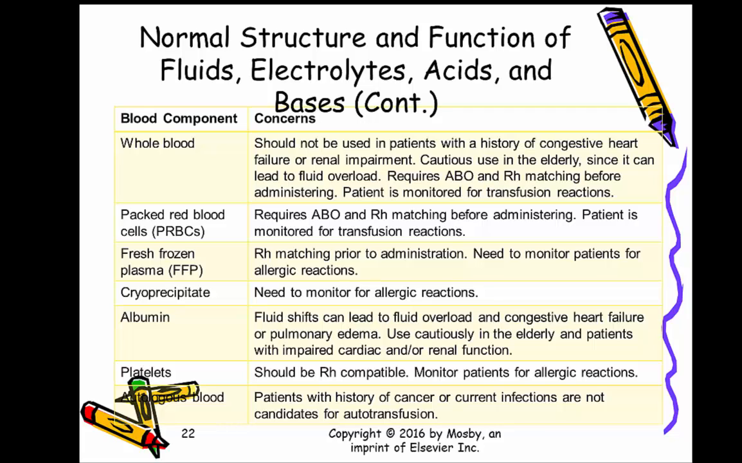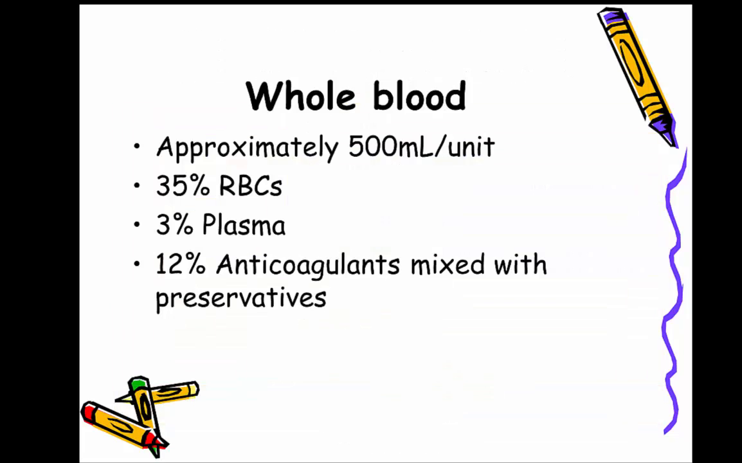So this is kind of what our blood components look like. So whole blood. There's approximately 500 mL in a unit. It has both red blood cells and plasma and the anticoagulant factors.